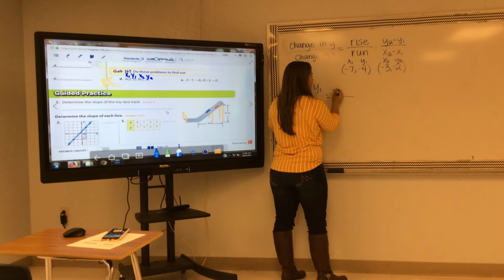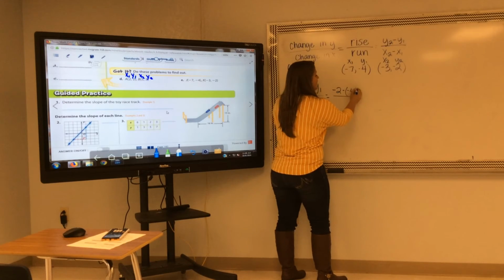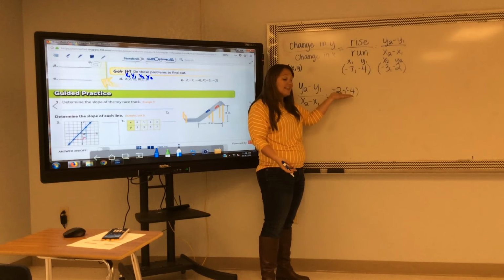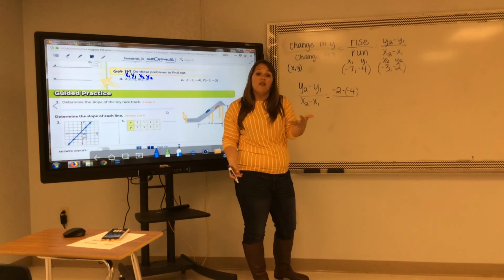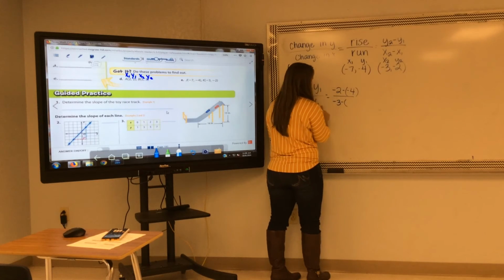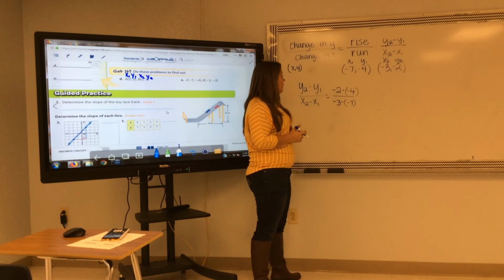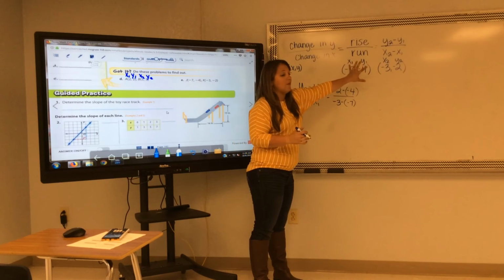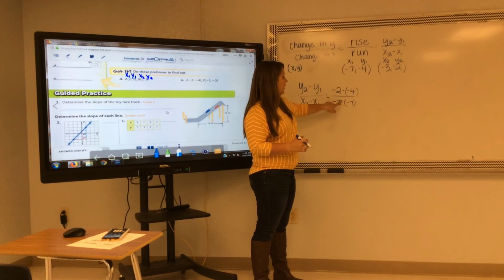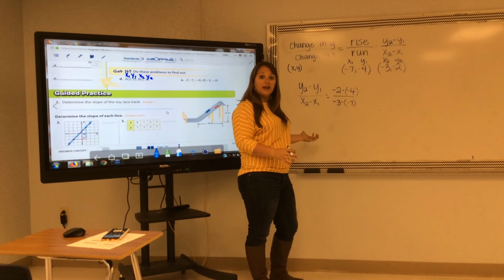y2 is a -2. Minus y1 is a -4. So that is a minus a negative, which becomes a plus. But if you type it in just like this into your calculator, it will solve all that out for you. x2 is -3. Minus an x1 is -7. So now I have plugged in my points exactly how they go. If you notice, my -2 and my -3 are together, my -4 and my -7 are together. They set it up there for you when you plug it in with your formula.